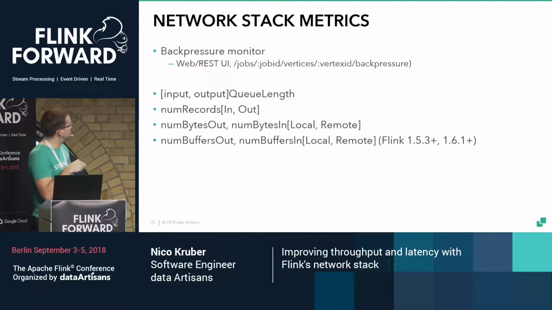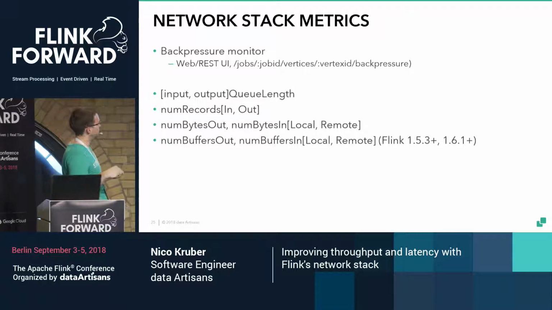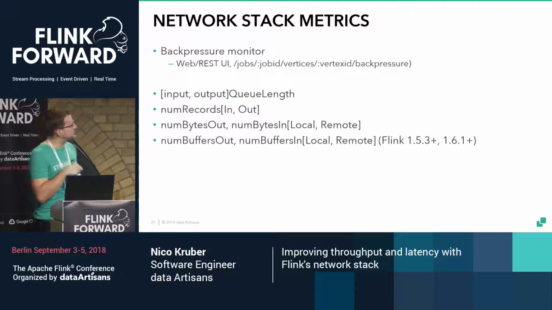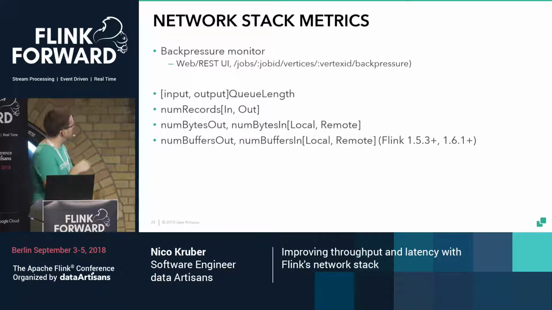We have queue lengths of both input and output channels. We do expose the number of records that have been received, as well as the number of records that have been sent. And the same for bytes. Actually, numBytesOut is local or remote, but numBytesIn is separate for local channels and remote channels. And starting with 1.5.3 and 1.6.1, which isn't out yet, we also expose the number of buffers that have been sent out.